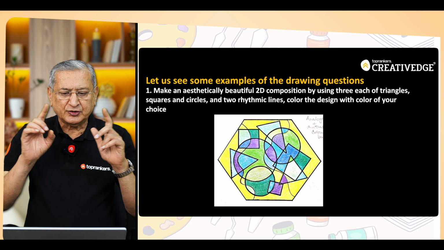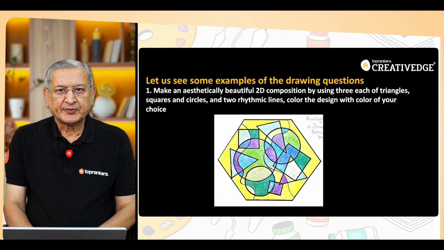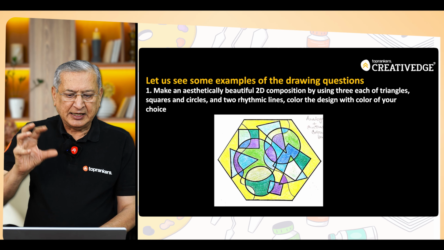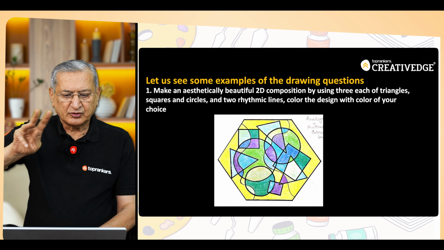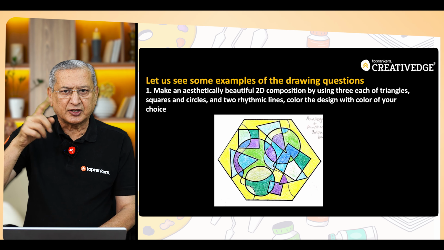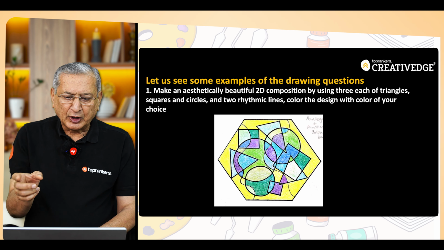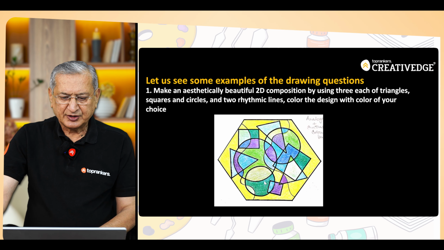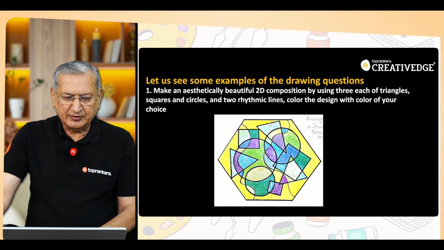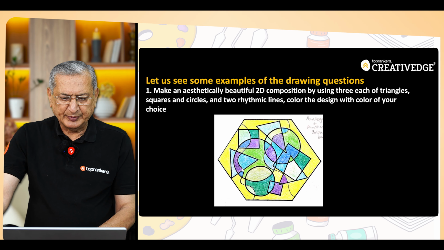The given space was hexagonal and I have done a even distribution of 3 triangles, 3 squares and 3 circles. Now for having connectivity, you can see that I have overlapped the elements here. Then overall, after distributing them evenly all around the hexagon, I have done a couple of rhythmic lines.